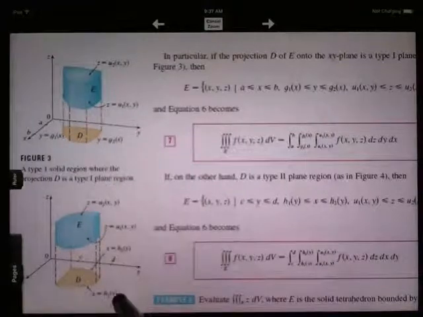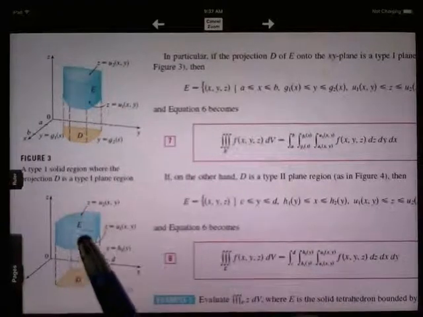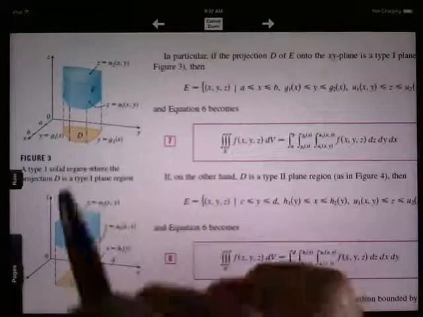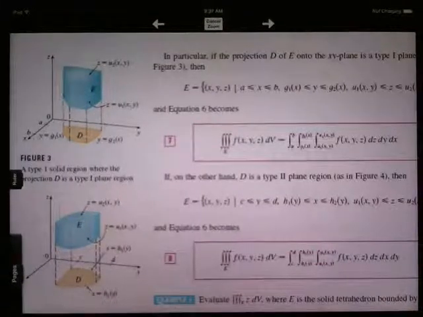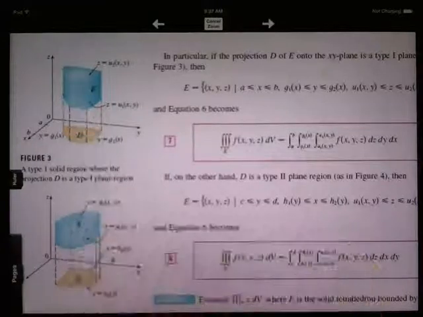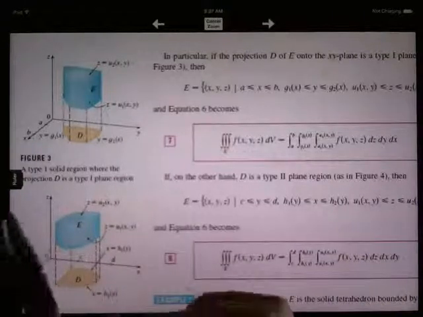Each one is different. Okay. The thing is, though, with either one of these, the x and the y are on the outside two integrals and the z is on the inside integral. Okay, I look at it this way.